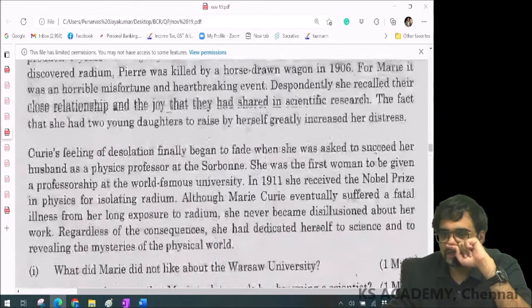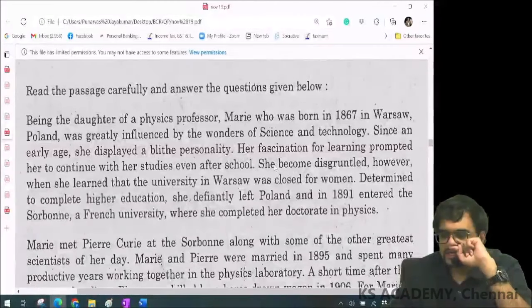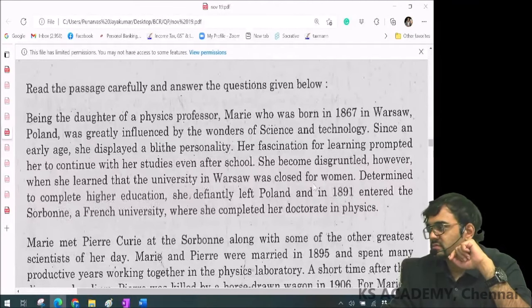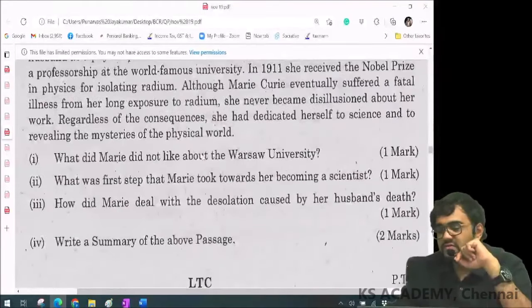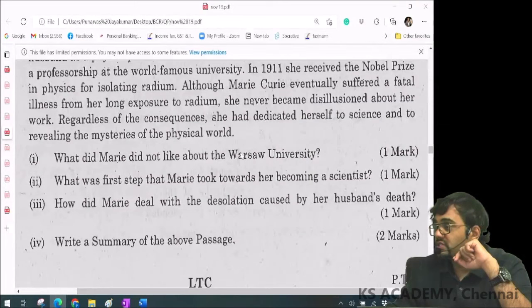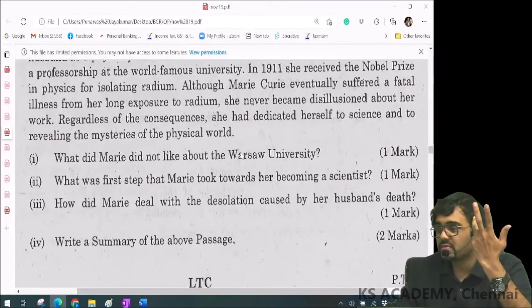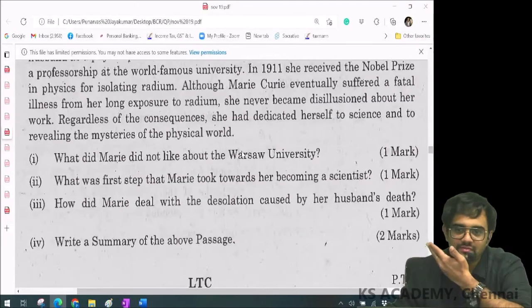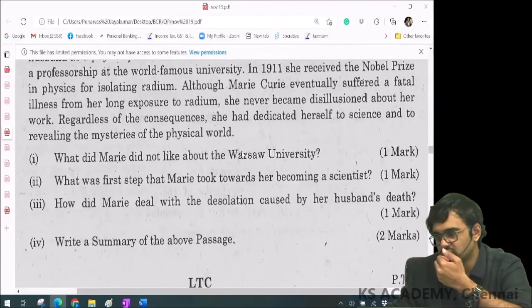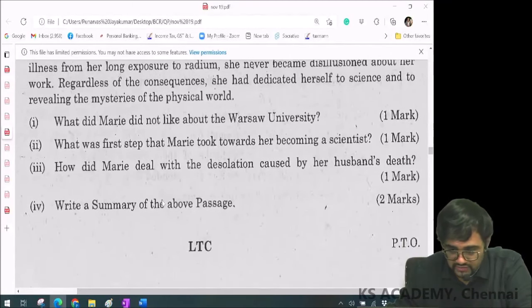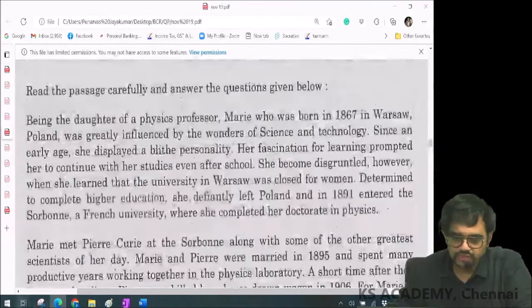When you go up, you can check here. She became disgruntled, meaning angry, when she learned that the university in Warsaw was closed for women. So what actually annoyed her? What Mary did not like about the Warsaw University? That it was closed for women. 1 mark. Questions like this will come, very, very easy. Here they have also asked you to give a summary. We'll do that, no problem. Anyway, come back to this, guys.